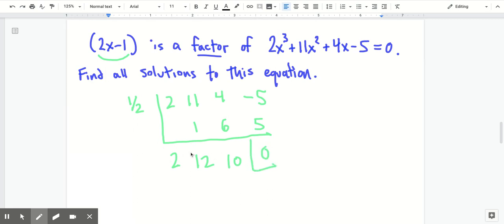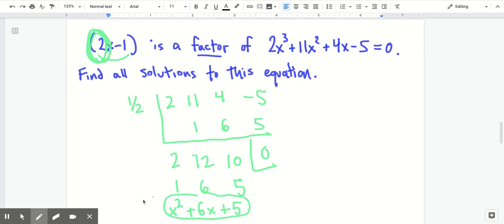But this is not a final answer yet because I had a 2 on my x right here. If I actually divide this, I'm going to get 1, 6, 5. Or in other words, that's a 1x squared plus 6x plus 5 with a remainder of 0. So when you divide, we divided a 2x minus 1 into this guy, and we got this answer right here.